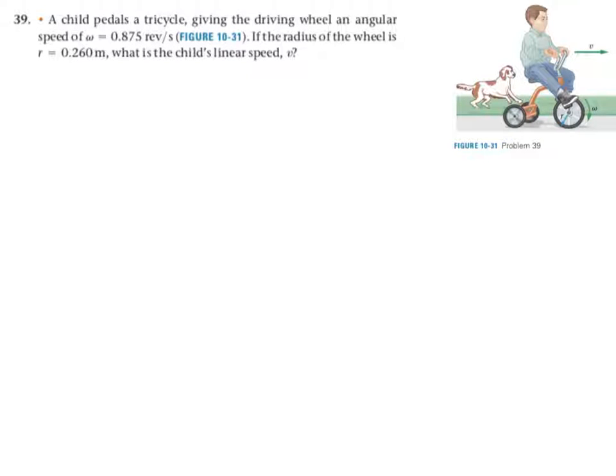Chapter 10, number 39. A child pedals a tricycle, giving the driving wheel an angular speed of omega equals 0.875 revs per second, as shown in the figure. If the radius of the wheel is r equals 0.260 meters, what is the child's linear speed?